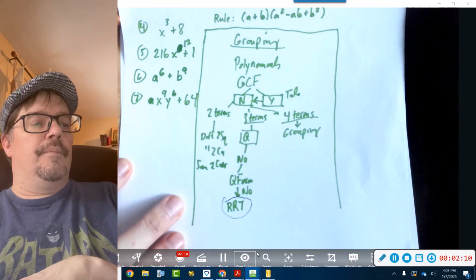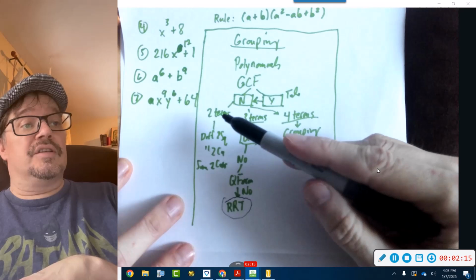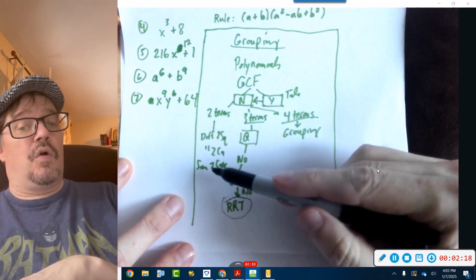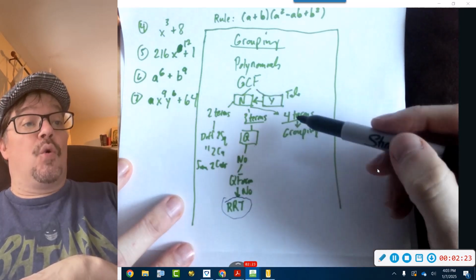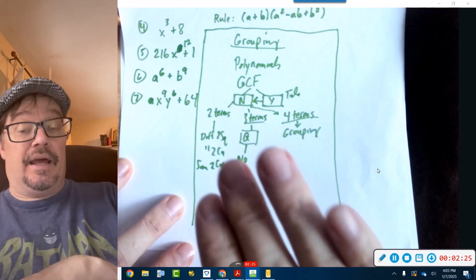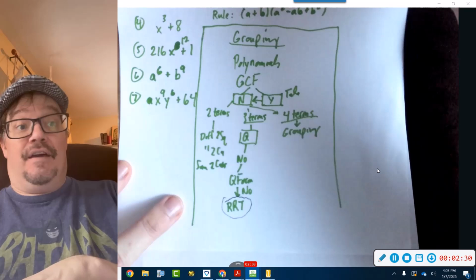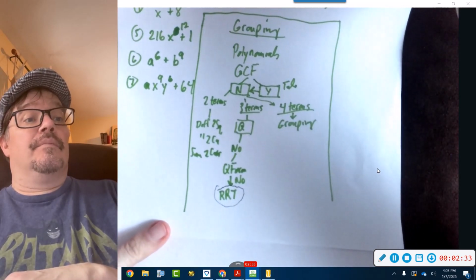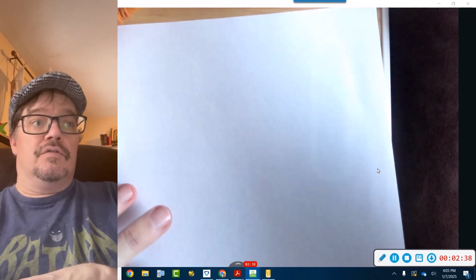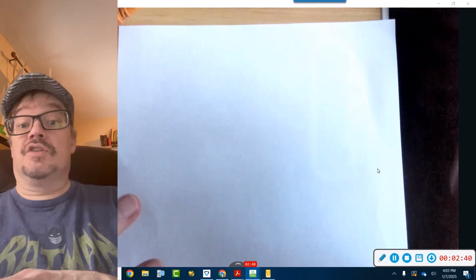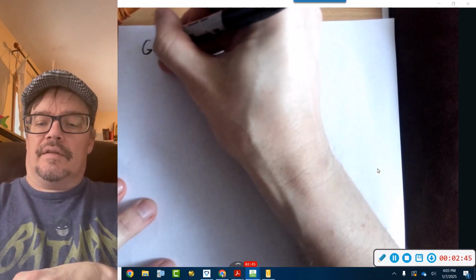What we're going to do today is grouping. You'll notice the qualifications here: you needed 2 terms for one method, 3 terms to do the X method and the AC method, but 4 terms is grouping, and that's it. You can only group if there are 4 terms. Otherwise, you cannot factor it, and you would just say unfactorable. Let's go ahead and title this grouping.